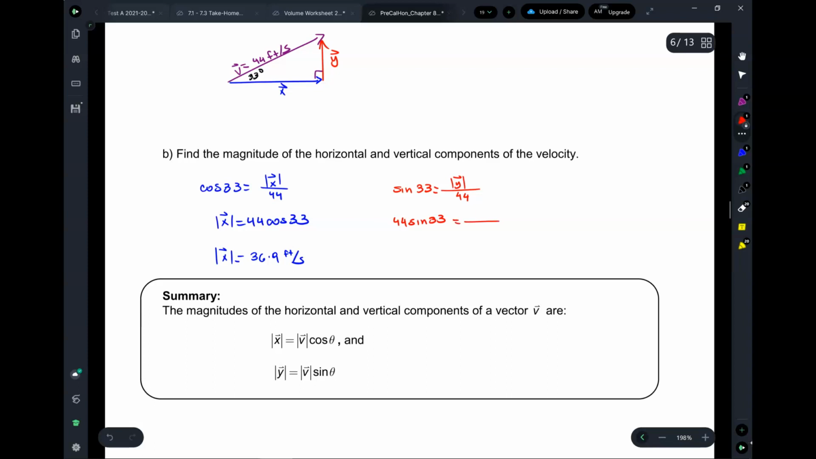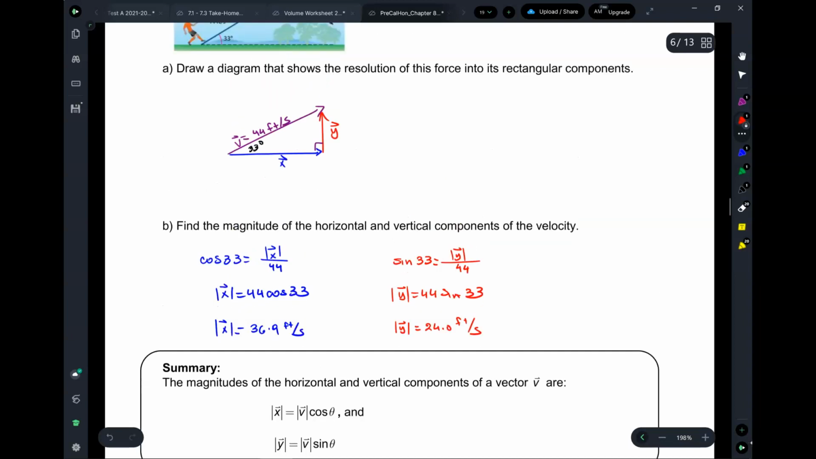Oh, I meant to write it like this. So y equals 44 sine 33. How much is that? Let's do 24.0 feet per second.